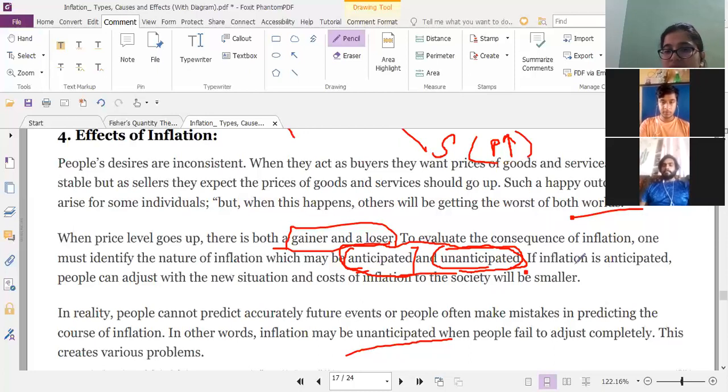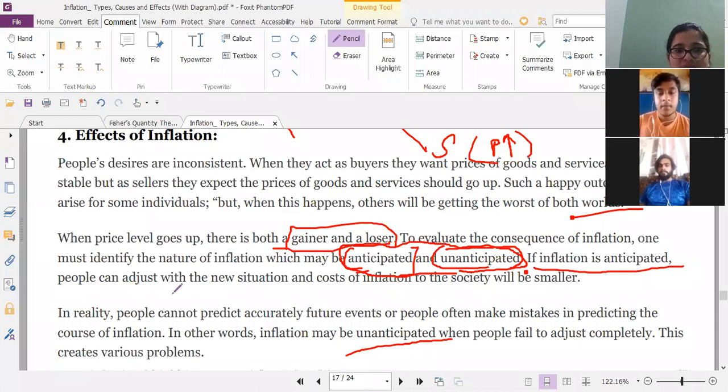So if inflation, see here you can see, if inflation is anticipated, people can adjust with the new situation. The cost of inflation to the society will be smaller. So you can see this line. This is very important. If inflation is anticipated, people can adjust.